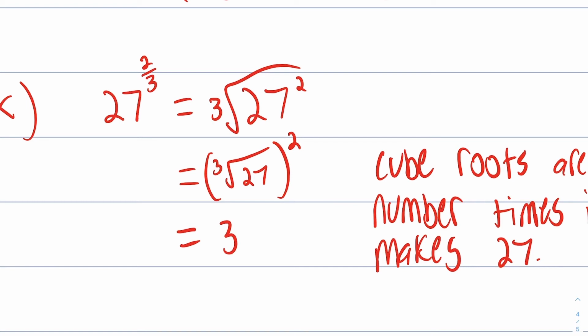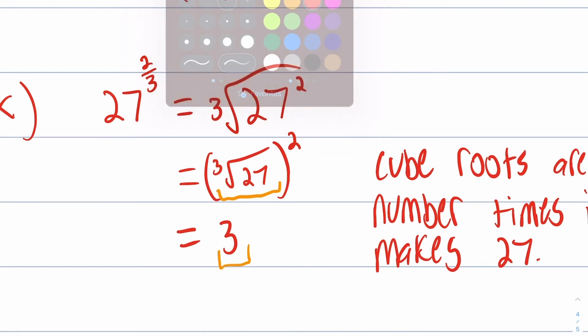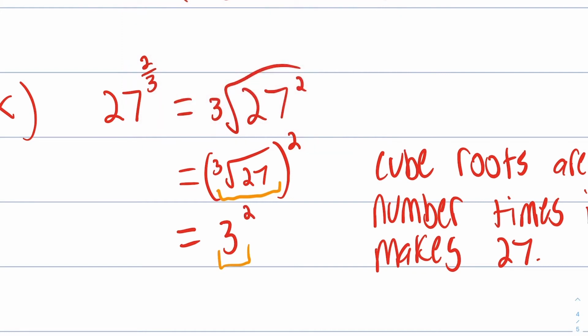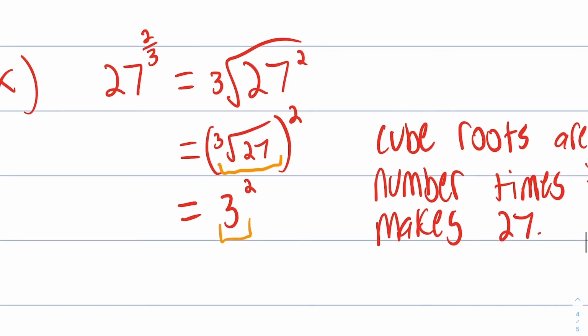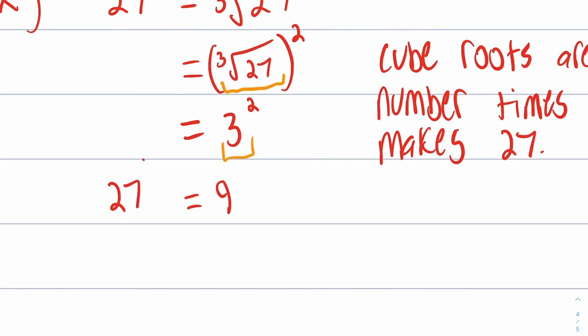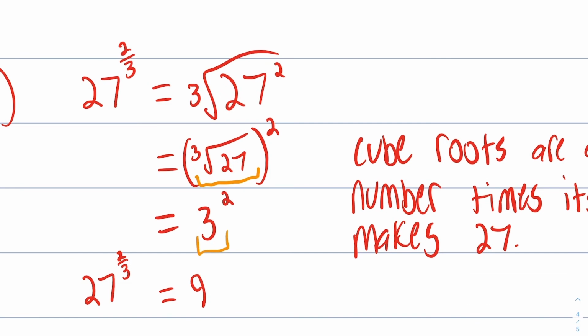So this inner piece here, the cube root of 27 makes 3. But then we have this exponent on the outside, which is a power of 2. And then 3 squared is 9. That means that 27 to the 2/3 power is equal to the number 9. Or it's equal to the 3rd root of 27 squared.